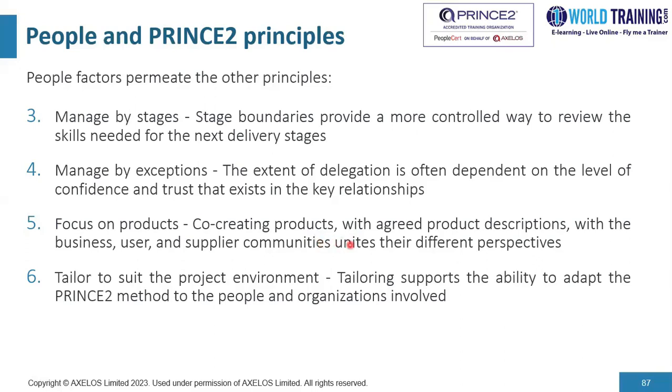Now, think about a housing project. When you are building a house, which is the project product, you would need to engage the business. You would need to engage the supplier or the contractor who would be building the house, and whoever ultimately would be using that particular house. It's good to keep all these 3 representations in perspective when we create our product descriptions. And number 6 is tailor to suit project environment. Tailoring supports the ability to adapt the PRINCE2 method to the people and the organizations involved.